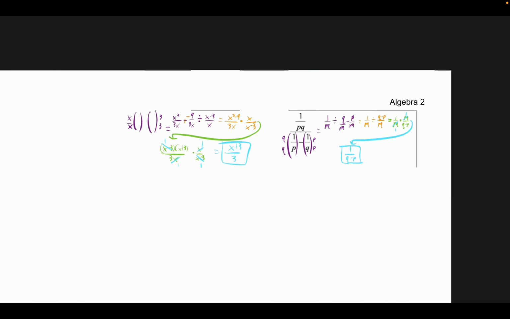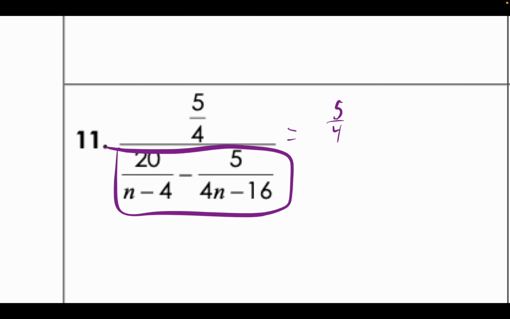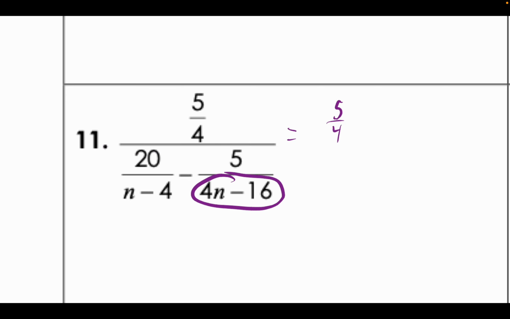Moving on to number 11 here. Number 11, oh boy, got a little more going on. So this top one's just fine, 5 over 4, cool, it's going to be no issue. The bottom one, however, a bit more going on there. Well, in order to get common denominators here, we need to first figure out what this denominator really is if we factor it out. It's 4 times n minus 4. So our common denominator will be 4 times n minus 4. And this one's just missing a 4, and this one can stay unchanged.